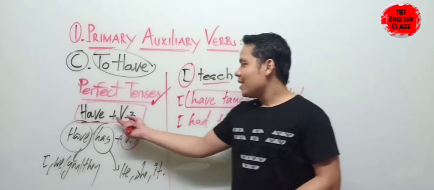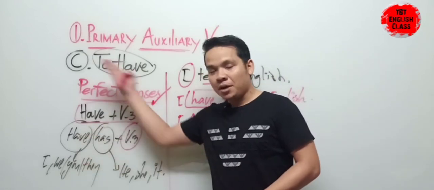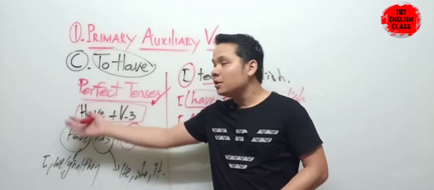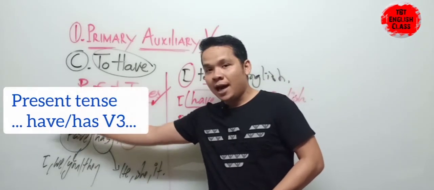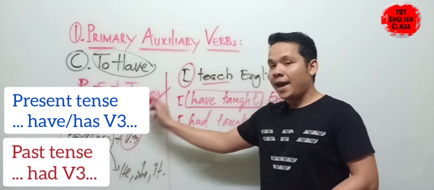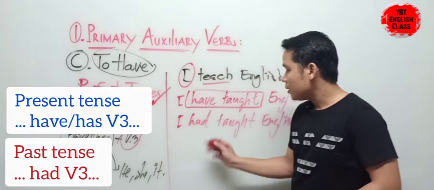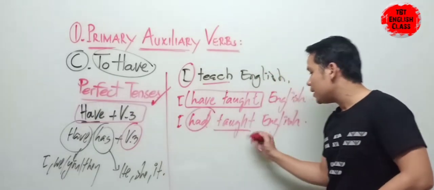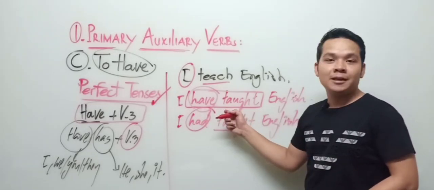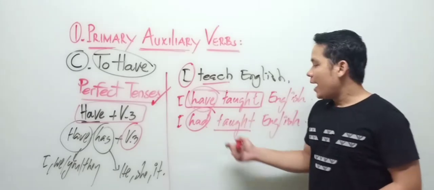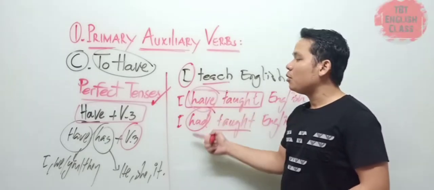Okay, I'm sorry that I didn't explain this to you like the previous one about primary auxiliary verb to do. Perfect tense can be present tense with have plus verb 3, or past tense with had plus verb 3, like this. Had plus verb 3 is past perfect tense. Have plus verb 3 is present perfect tense. You got it?